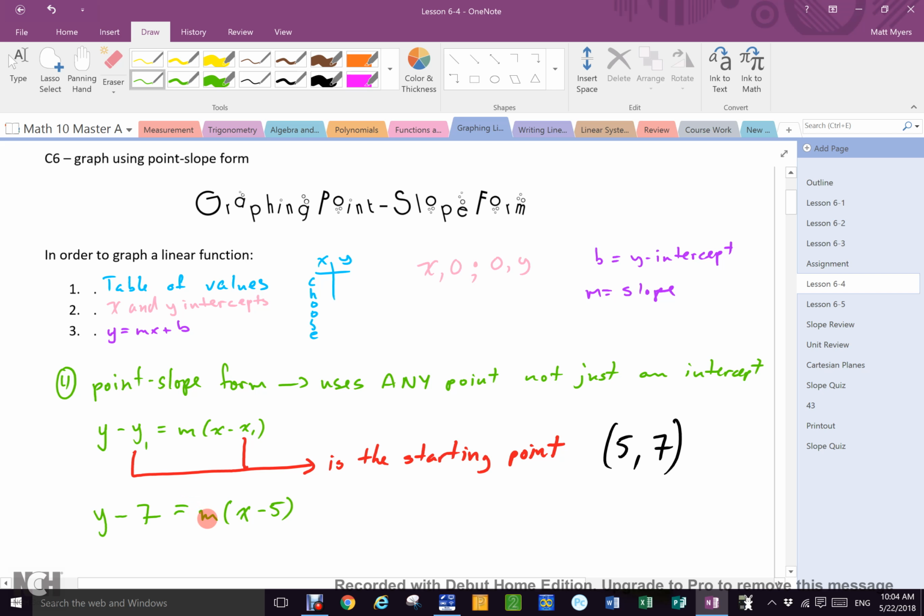Everybody cool? Now, if I told you the slope, could we put it in there? We could. What if I told you that the point we were starting at was -3, 4? Then it would be y what? Y minus 4, no brackets, sorry, equals m, then what?